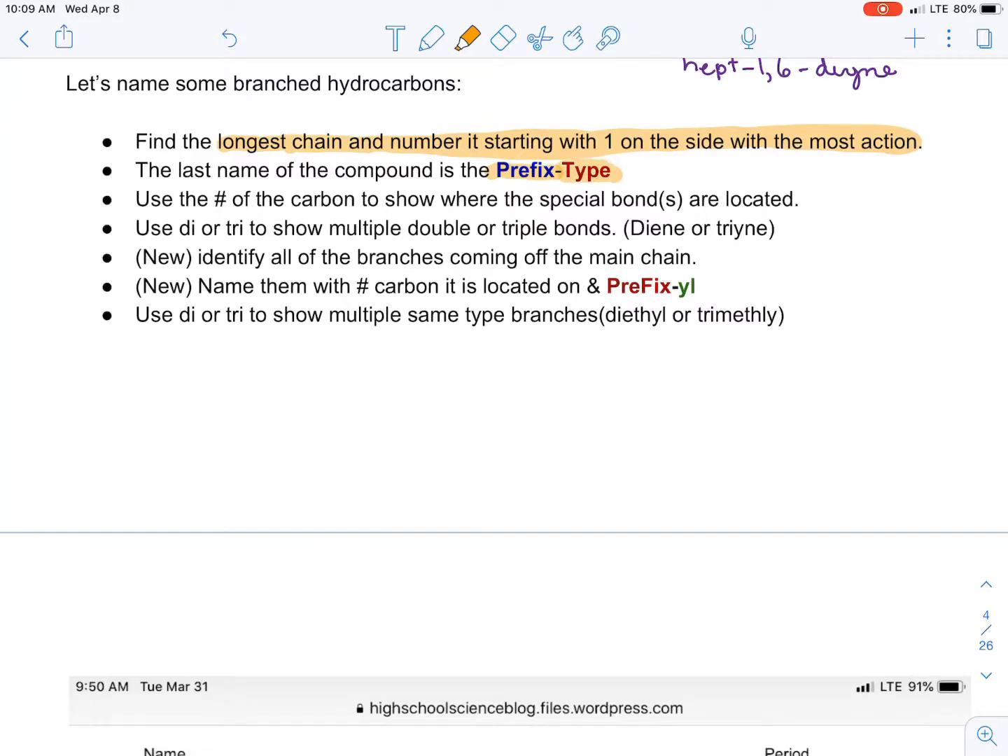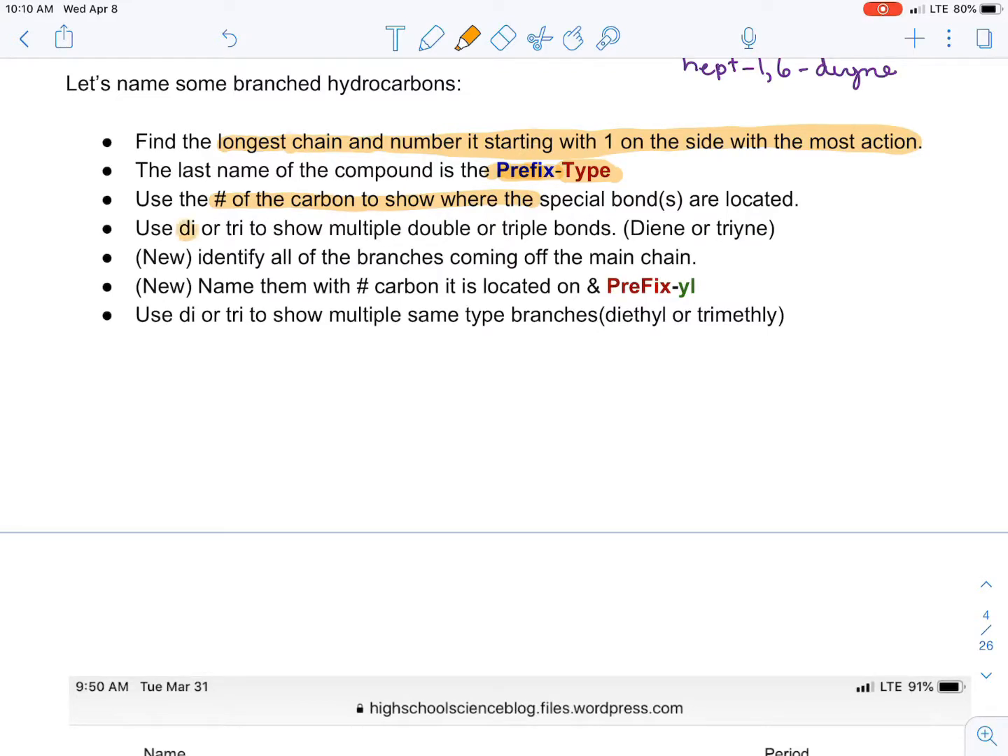So the prefix means the number of carbons, so maybe it's prop. If it has double bonds, that's the type. It'll be ene, propene, and that's what we'll do with that. And then we'll use the number of the carbon to show where the special things are. Maybe it's a special bond, maybe something else special that's coming up. So if it's a double bond, it's going to be ene, and we'll say it's 4-ene, and that will mean that the double bond is on the fourth carbon.